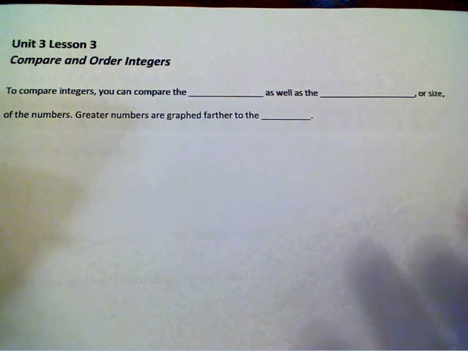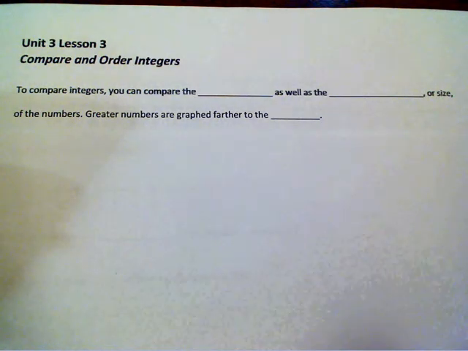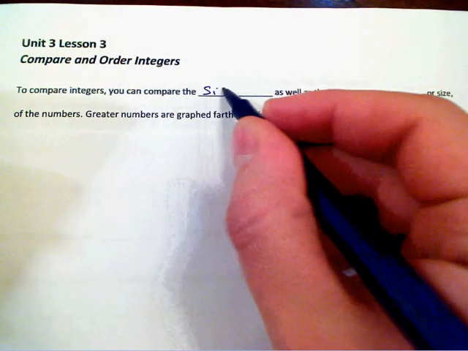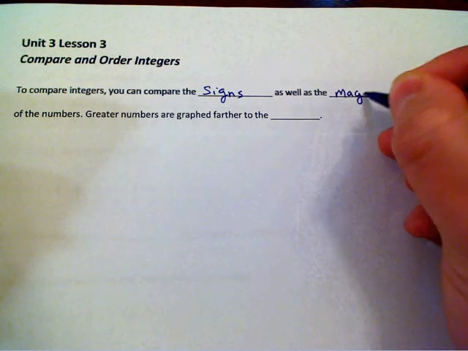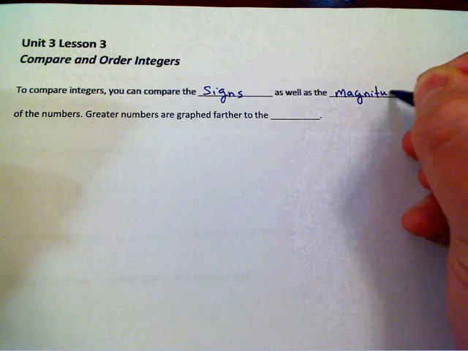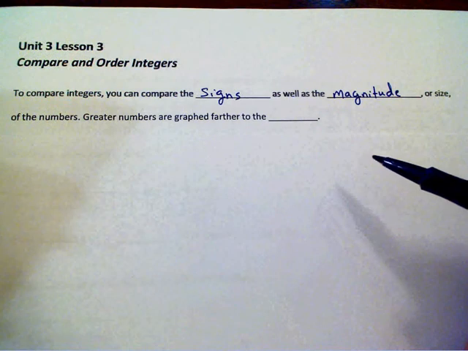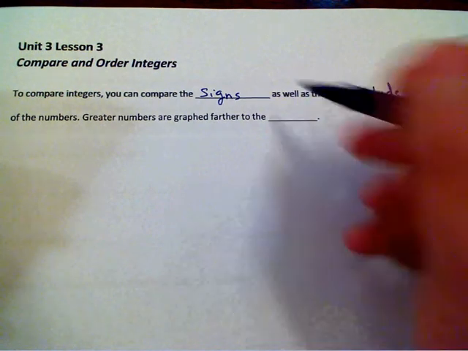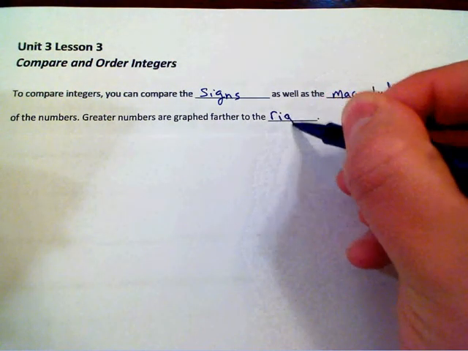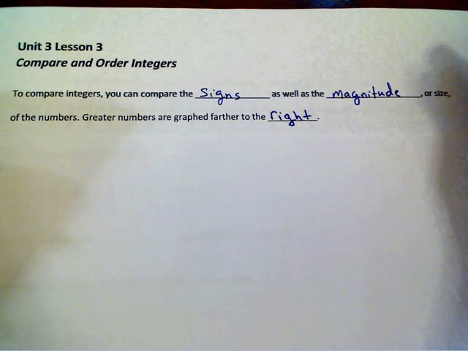So to start with today, we're going to take a look at how we compare integers. To compare integers, you can compare the signs as well as the magnitude, or size of the numbers. Now, magnitude is how large the numbers necessarily are, or their distance from zero. It's very similar to absolute value. Greater numbers are graphed farther to the right. I'll give you a quick minute to make sure that you have that in your notes, and I'm going to move on down below.